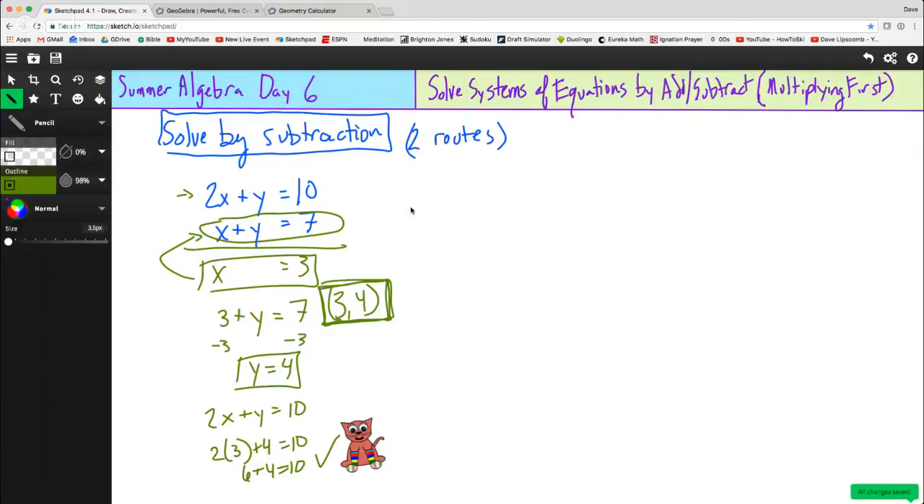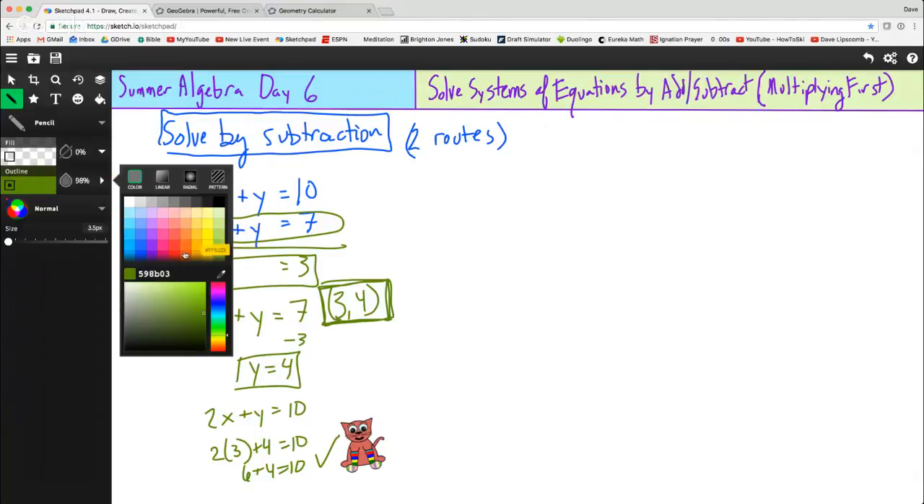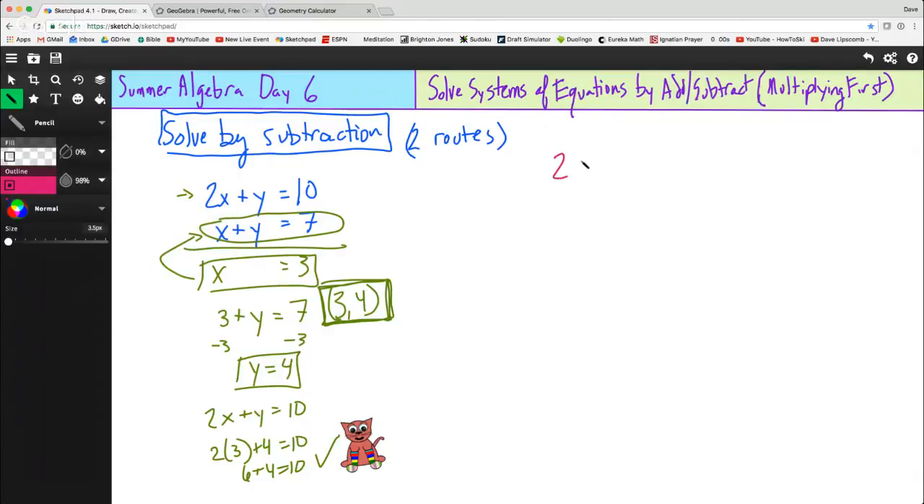Now, the other route that I like to use is turning subtraction problems into addition. So this is the route that I would normally use when I'm solving these subtraction problems. So watch what I do. 2x plus y equals 10. And over here, I have x plus y equals 7. Well, I know I can do subtraction, but instead, I'm just going to turn this into an addition problem by multiplying the second one times -1.